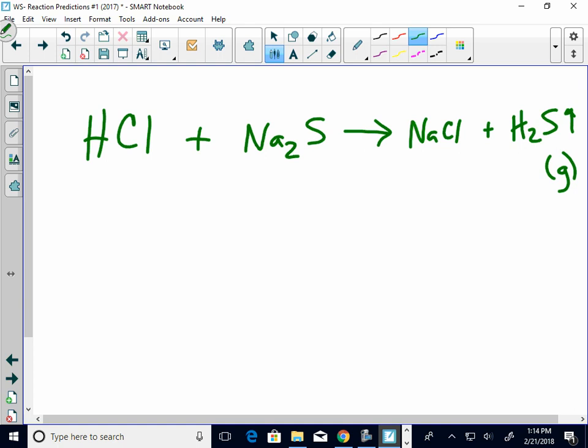Now, do I have a balanced chemical equation? Not yet. I need to put a 2 here, and I need to put a 2 here. 2 sodium, 2 sodium, 2 chlorine, 2 chlorine, 2 hydrogen, 2 hydrogen, 1 sulfur, 1 sulfur. Now, did I need to check my solubility chart? No, because that's only when I'm dealing with aqueous salts, 2 of them.